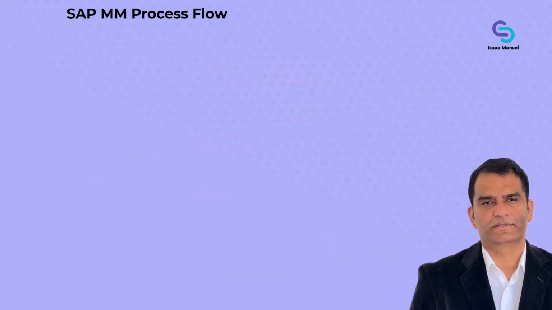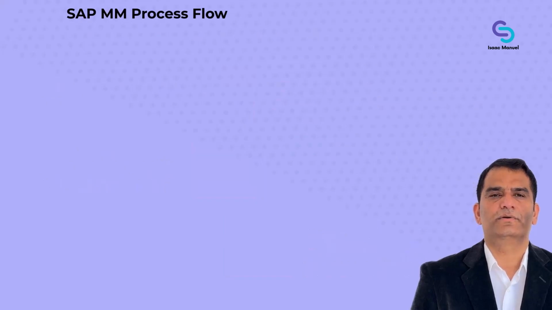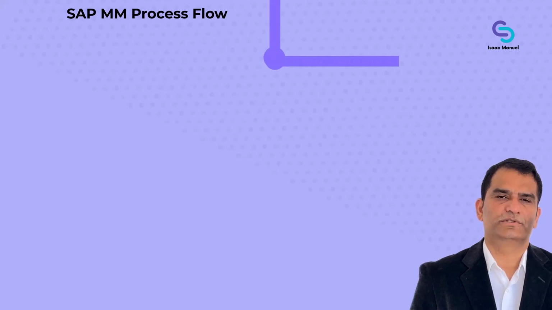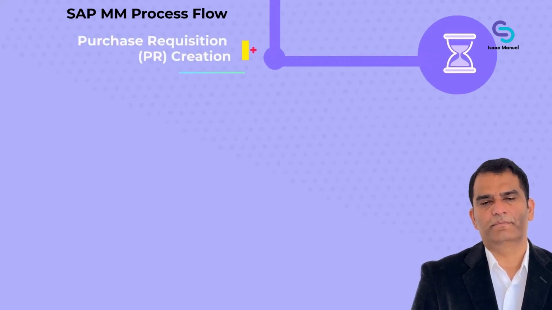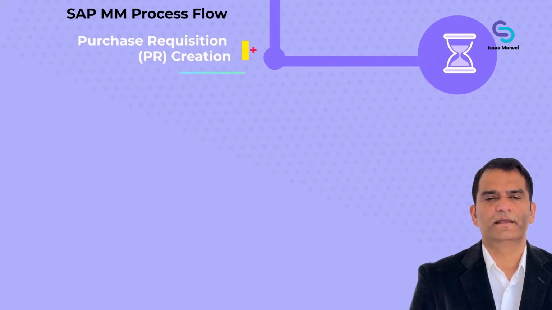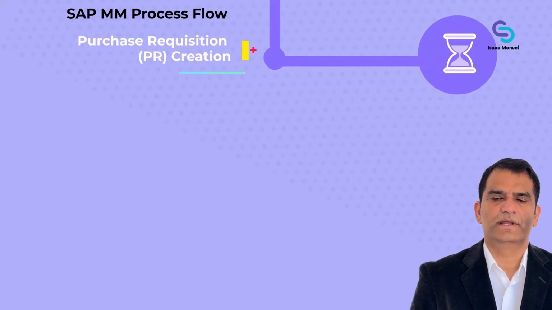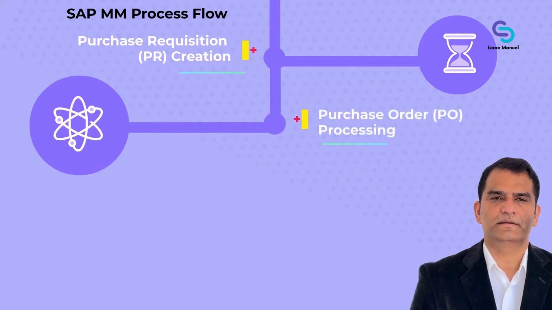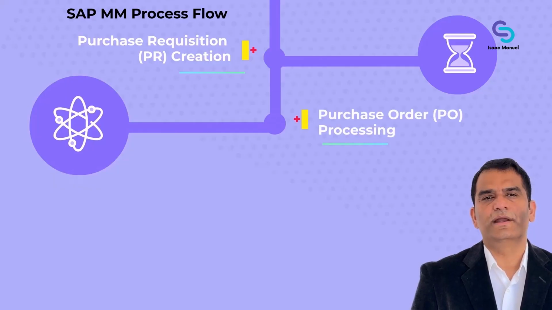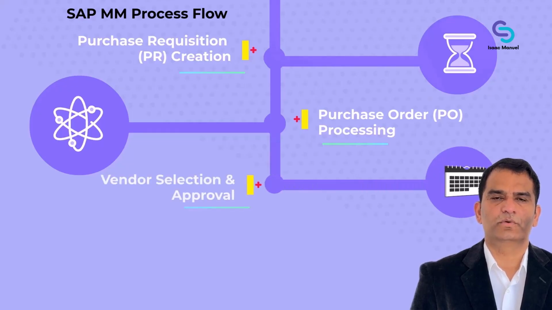Let's explore how SAP MM works in real business scenarios through a clear step-by-step process. First, a purchase requisition is created. This happens when a department identifies a need for certain materials and formally requests them. Next, a purchase order is created based on this requisition and sent out to vendors. Suppliers are then carefully evaluated and approved, considering factors such as pricing, quality, and reliability before the order is finalized.